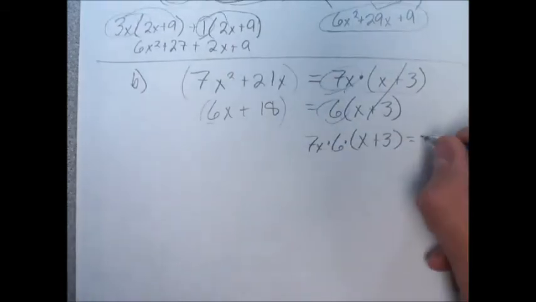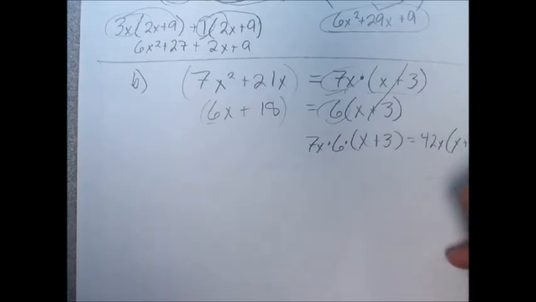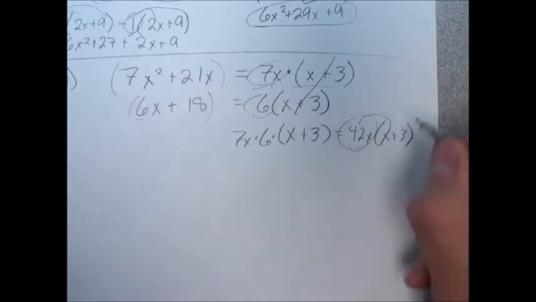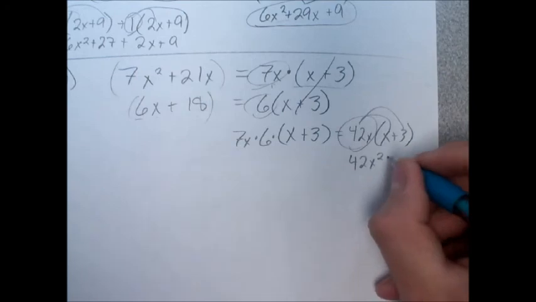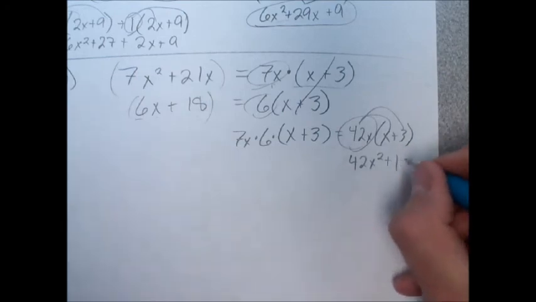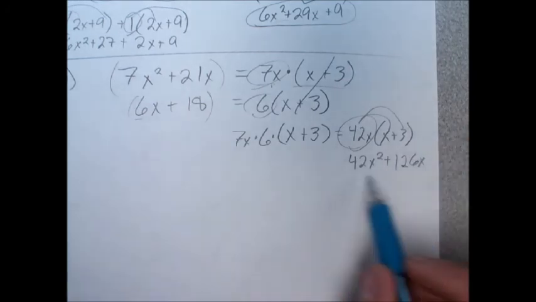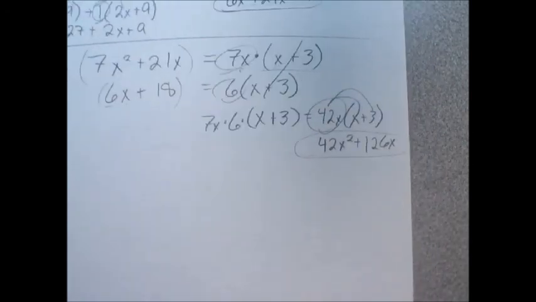7x and 6 make 42x. And then I have x plus 3 that I need to go ahead and distribute. So when I distribute this, I go 42x squared. And then I distribute that one, and I get 126, I think, x. Right? So that would be my least common multiple. You can do the same thing for part C.